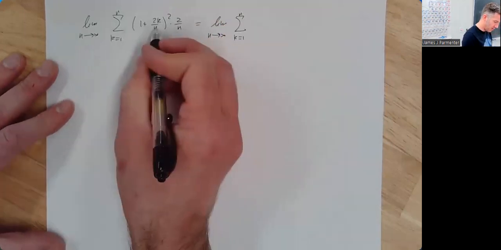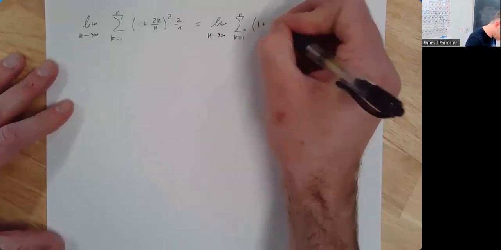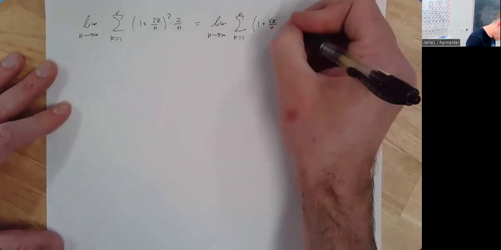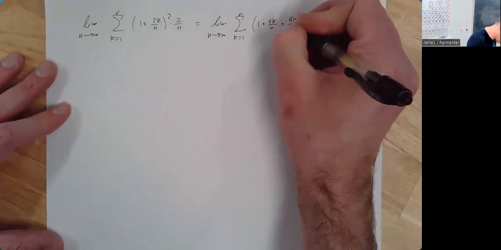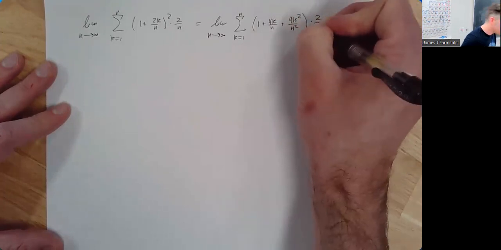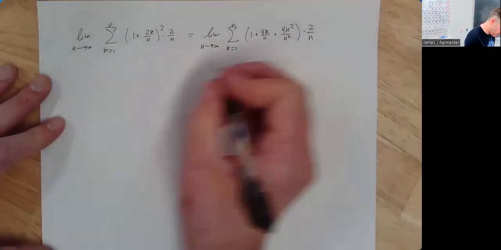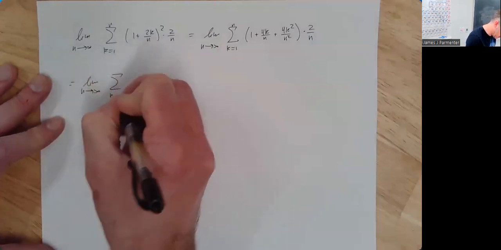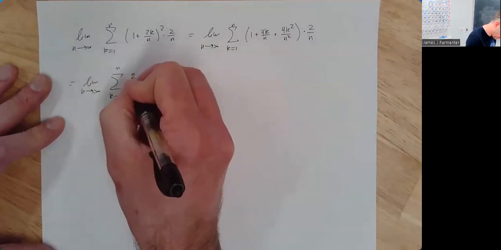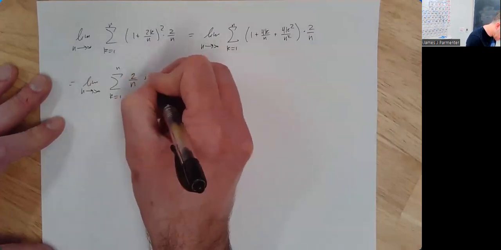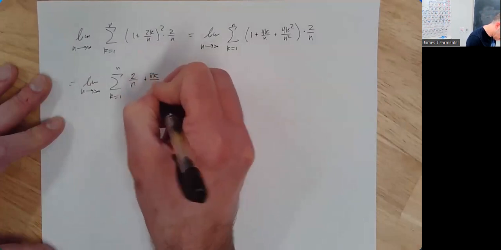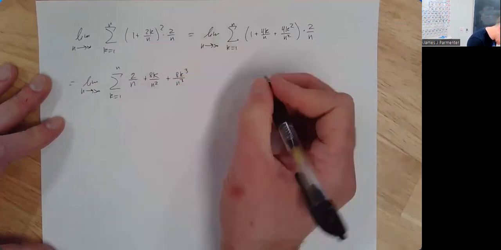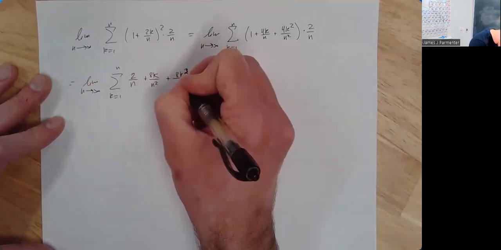let's see, (1 plus 2k over n) squared, I'm going to get 1 plus 2 times 2k over n plus (2k over n) quantity squared, which is 4k squared over n squared, times 2 over n. I'm going to distribute the 2 over n and get the limit as n goes to infinity of the sum from k equals 1 to n of 2 over n plus 8k over n squared plus 8k squared over n cubed.